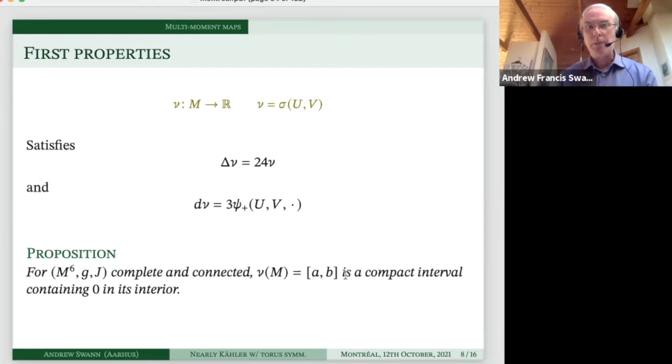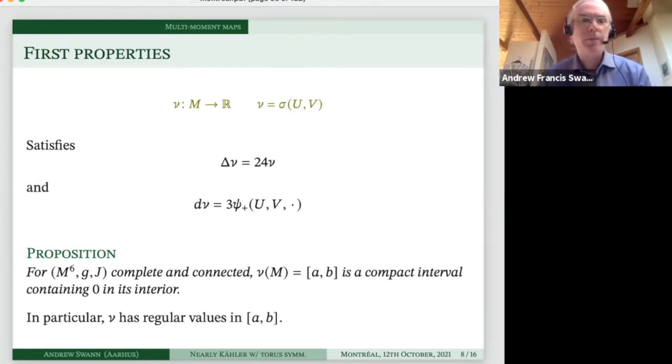And what I want to take away from that at this moment is that if you use Sard's theorem, then it's going to tell you that nu has to have some regular values inside the interval AB. So I'm going to look at the geometry around regular points and then come back to what happens at critical values later in the talk.